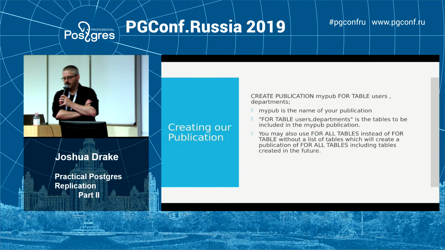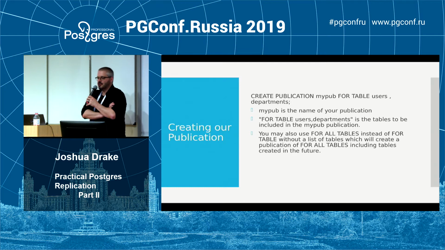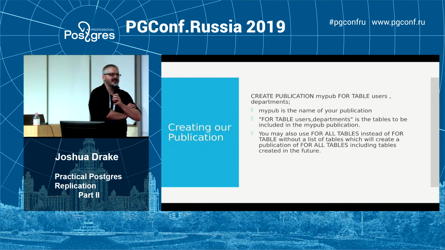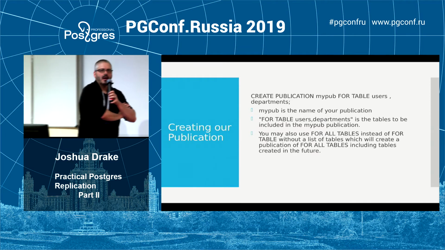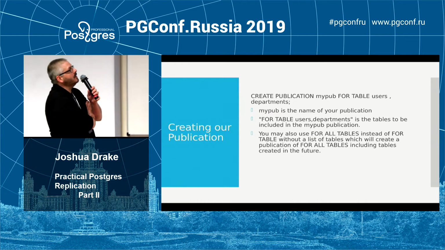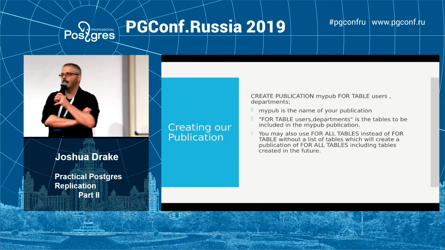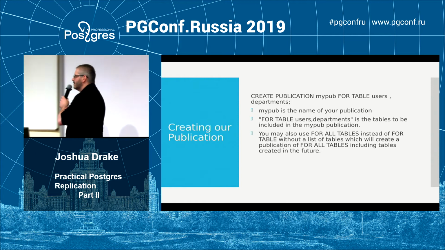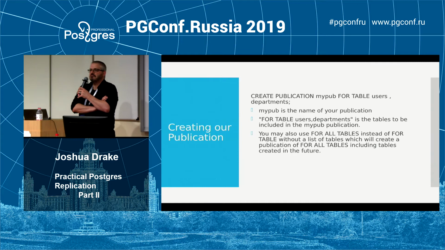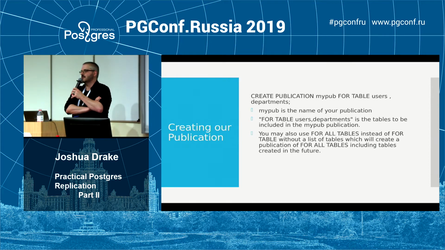Creating our publication. CREATE PUBLICATION my_pub FOR TABLE users, departments. Very simple. I now have a publication. I've got a database full of 1,000 tables. I now have a publication that says I only want to publish users and departments. That could be very useful if you were, for example, replicating specific human resources data to a subscription, but you didn't want to replicate everything else.